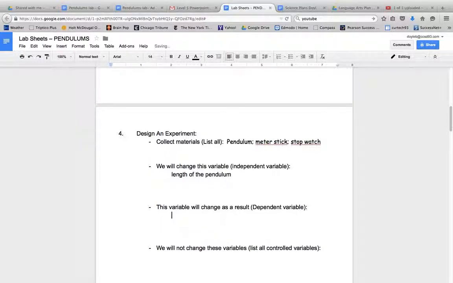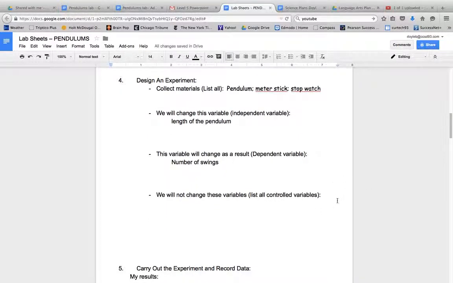Our dependent variable is going to remain the number of swings because that's what we're counting. We always pay attention to what we're counting. That's our dependent variable. And variables that will not change, we'll still give it no push. We'll still be timing for 15 seconds. We'll still count 1 swing is there and back.